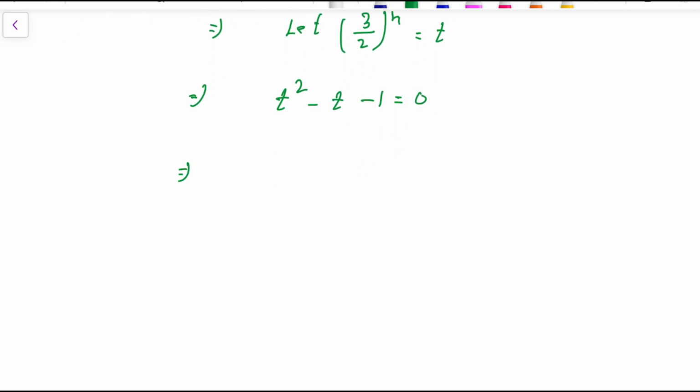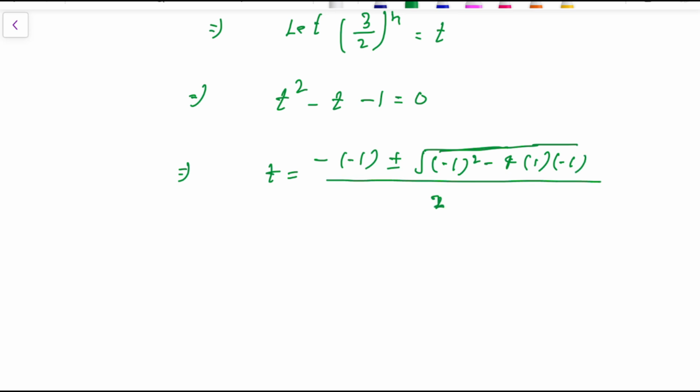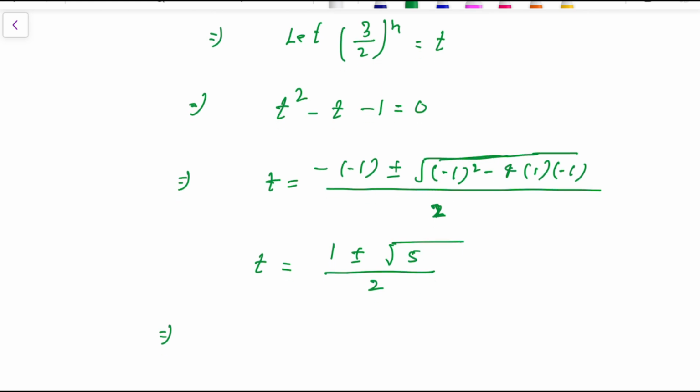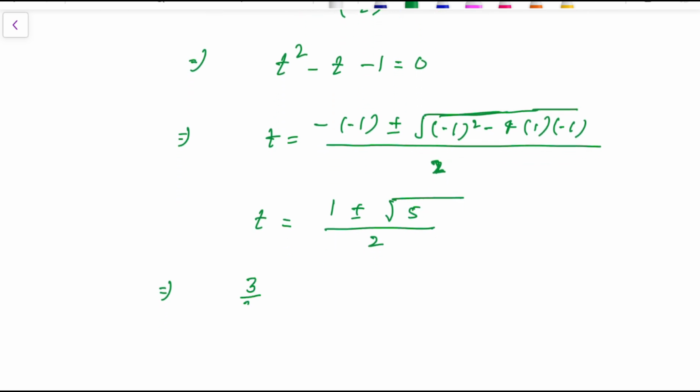So here the values of t will be given as t is equal to minus (minus 1) plus minus the square root of ((minus 1)^2 minus 4 times 1 times minus 1), whole divided by 2. So further the values of t will be t is equal to (1 plus minus square root of 5) divided by 2. So if we put the value of t again, that is (3 by 2)^x, the resultant will be (3 by 2)^x is equal to (1 plus minus square root of 5) divided by 2.